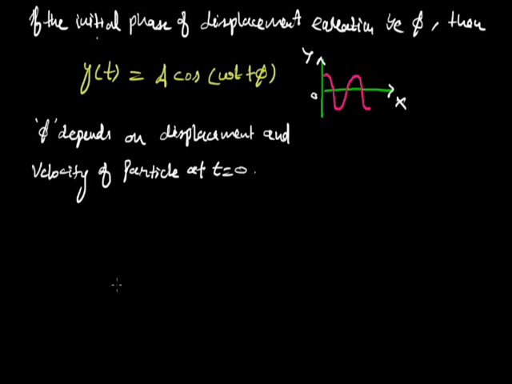So today we have discussed how the simple harmonic motion is produced by the motion of a particle.